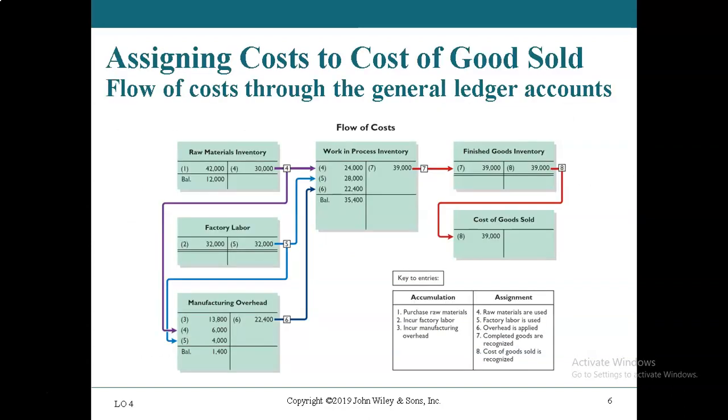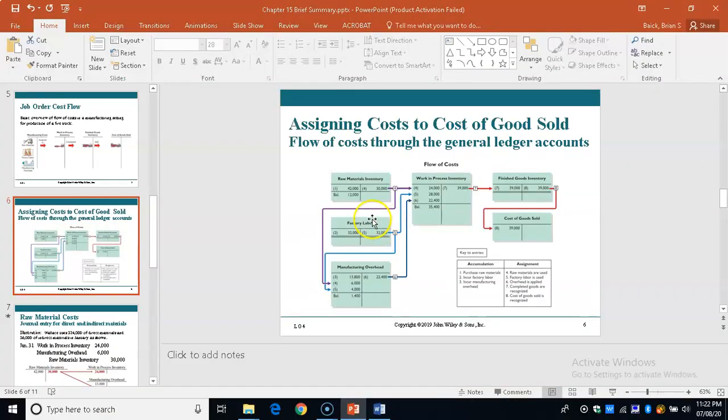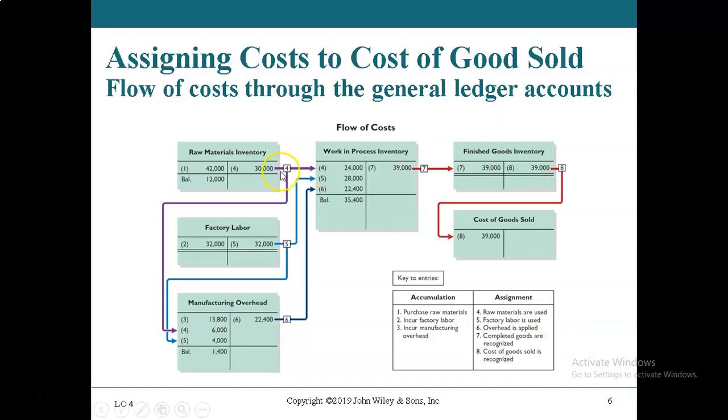This is an extremely important chart, and the way this chart works is as follows. We have raw materials, we have factory labor, and we have manufacturing overhead. For raw materials, we have direct materials, that's number 4. Direct materials go into work in process, and indirect materials, look at where the arrow is going, go into manufacturing overhead.